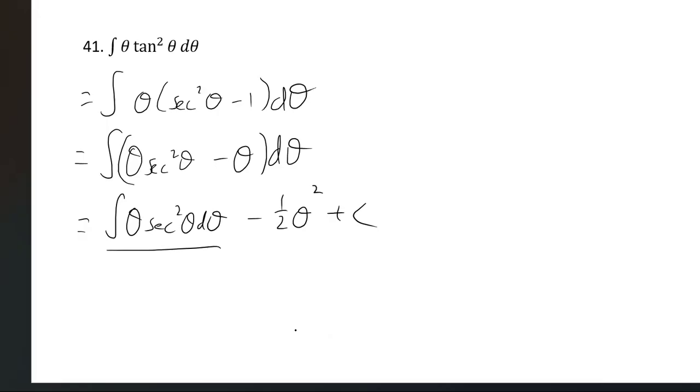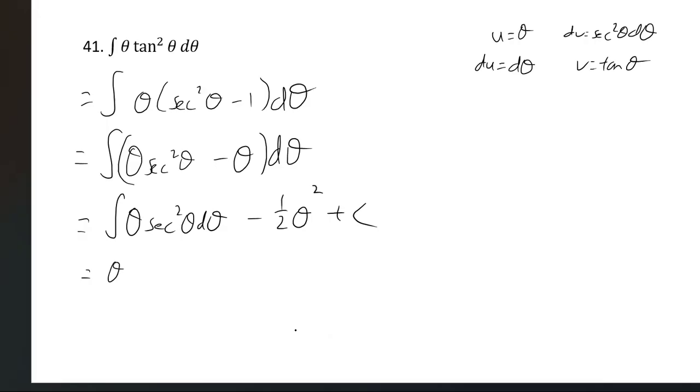So now we have to evaluate this. Now this one's a bit nicer for choosing u and dv. I'm going to do it up here. u is theta, du would be d theta. Then dv is secant squared theta d theta. That's what's left. What's v? It's just tangent theta.